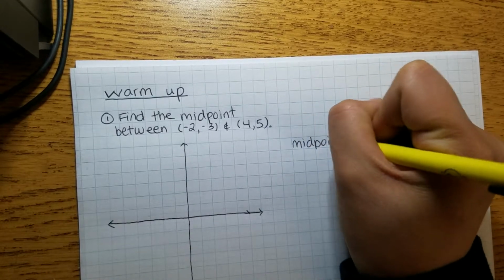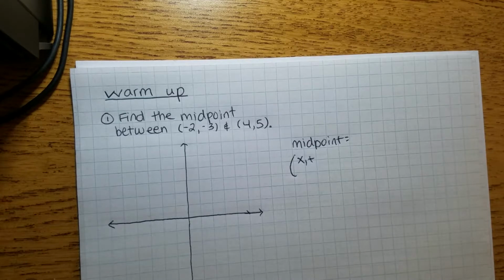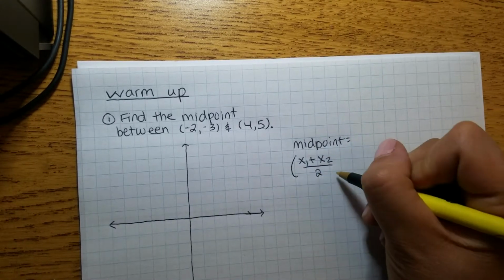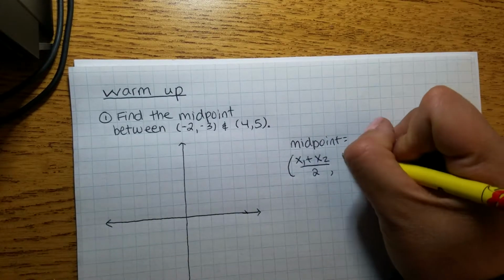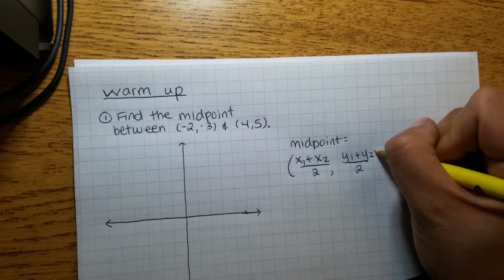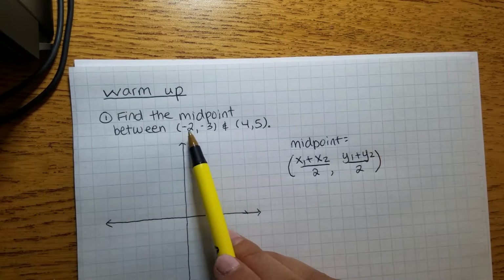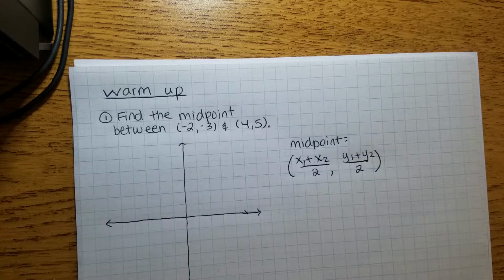So the midpoint equals x1 plus x2 divided by 2? Yes. Okay. And then? Y1 plus y2. Y1 plus y2 divided by 2. Alright, you guys, in this point, -2, -3, 4, 5, which of these is x1?